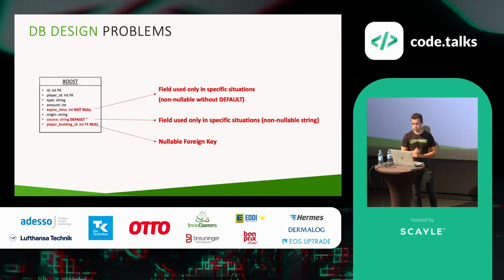And that was how the boost used to look like before. So we had non-nullable columns that were used in specific situations, so we even had code logic to add some data to them. Also, some plain strings that were used only in specific situations, and nullable foreign keys.